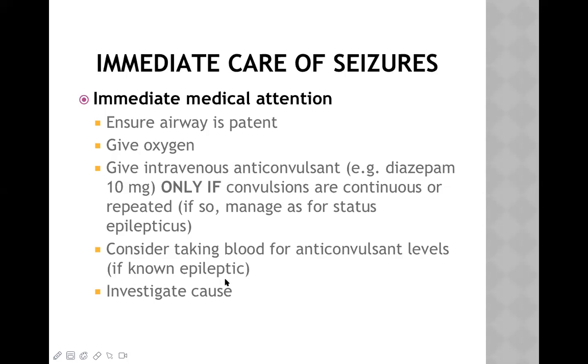Consider taking blood for anticonvulsant level if non-epileptic patient. Now, what do you mean by this? Many of the epileptic patients develop repeated seizures. So this may be one episode of that type of seizure. He may already be taking some anti-epileptic drug like phenytoin, carbamazepine, valproate, something like that. So it is always better to take blood for anticonvulsant level analysis. And if the level of anticonvulsant is less in the blood, we can always increase the dose to maintain the level.